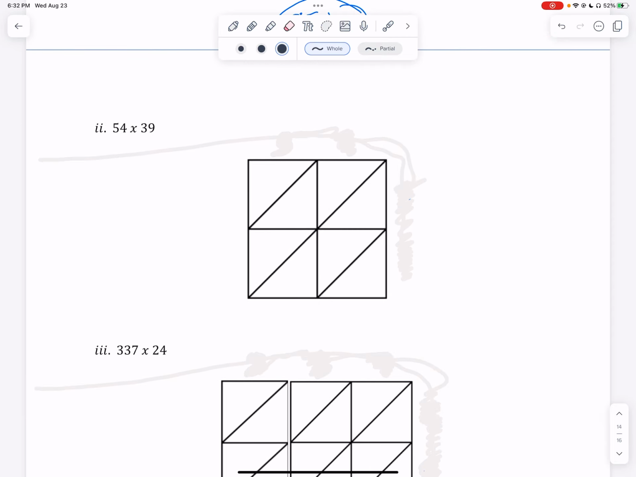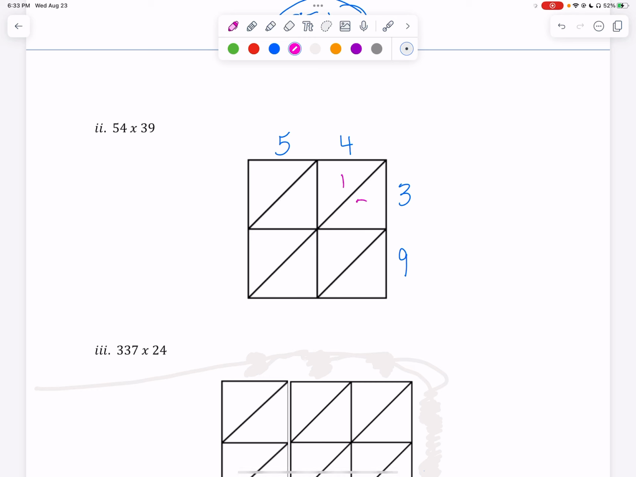So 54 times 39. Let's go ahead and fill in our little boxes. Again, it doesn't matter what order you do it in. I'll do 4 and 3 is 12, and 5 and 3 is 15. And then let's do 4 and 9. That's going to give me 36. And last, 5 and 9, and that's going to give me 45.